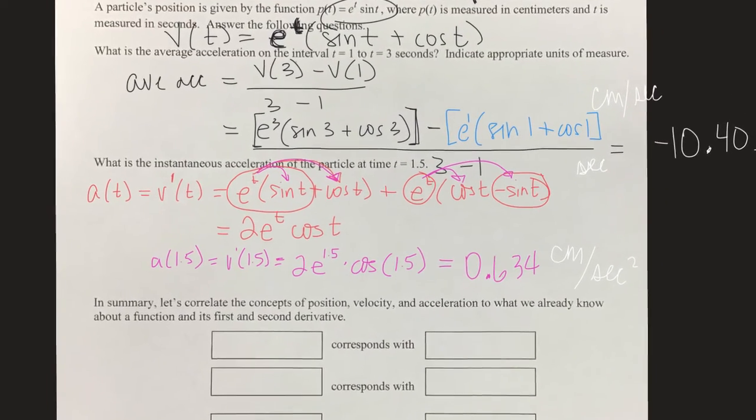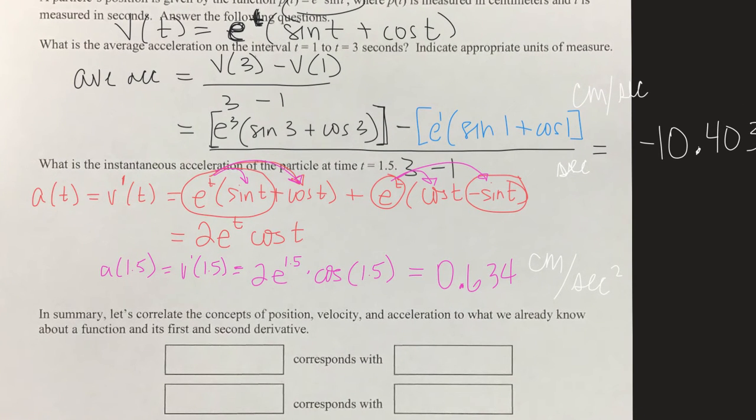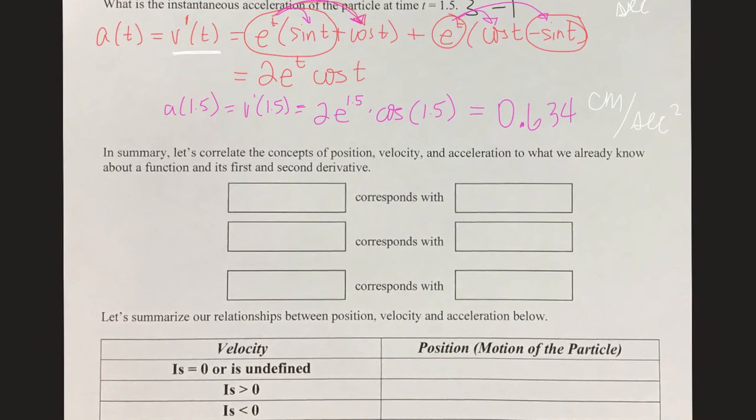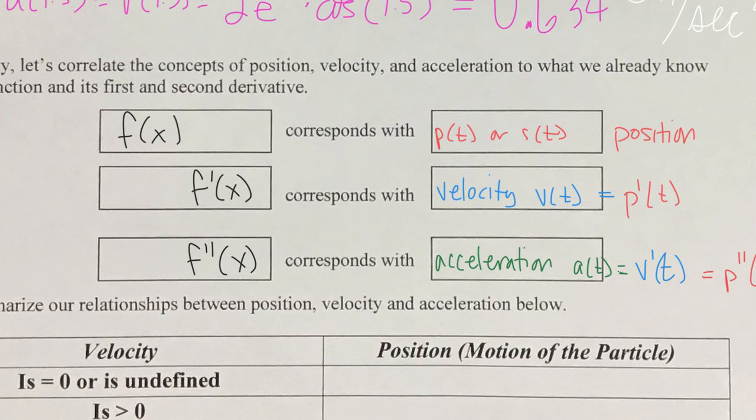So average acceleration is a slope of the velocity function, which is a derivative of position. And instantaneous acceleration is the derivative of velocity, and it still has the same units. Let's summarize some things that we've learned, hopefully, about our position function. That's how the functions that we have been dealing with talk about our position curves. Function goes with position, first derivative goes with velocity, second derivative goes with acceleration.